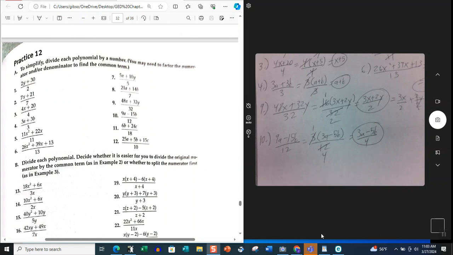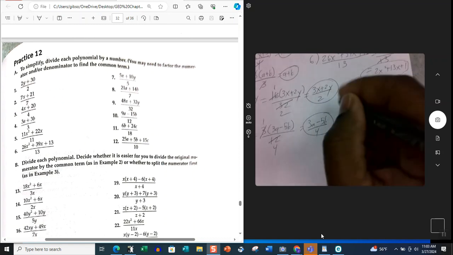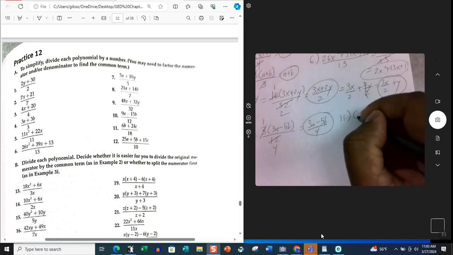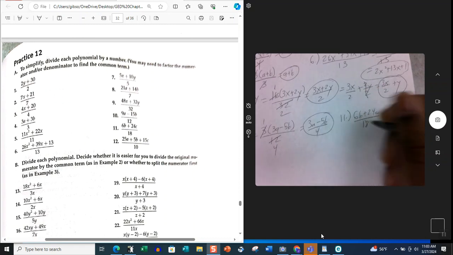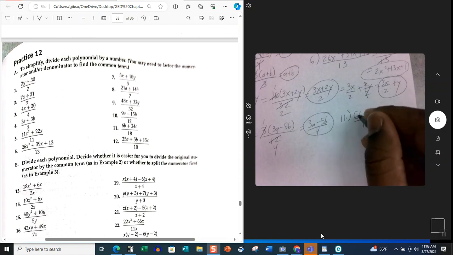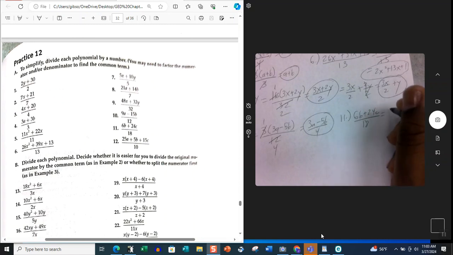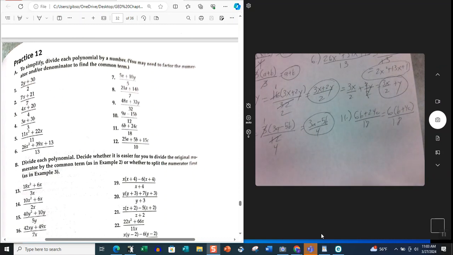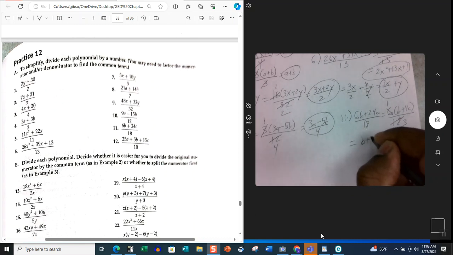Okay, now, number 11. We have 6b plus 24c all over 18. Now, 6b and 24c have the greatest common factor of 6. So that'll be b plus 4c all over 18. Now, 6 goes into 6 once, 6 goes into 18 3 times. So our final answer would be b plus 4c all over 3.